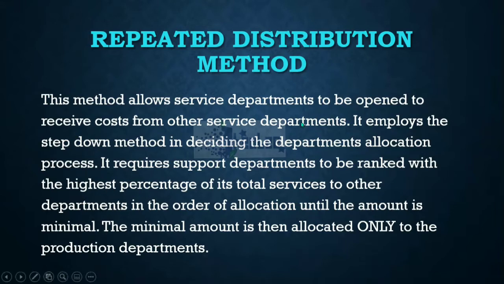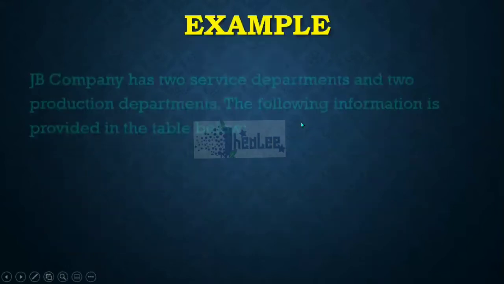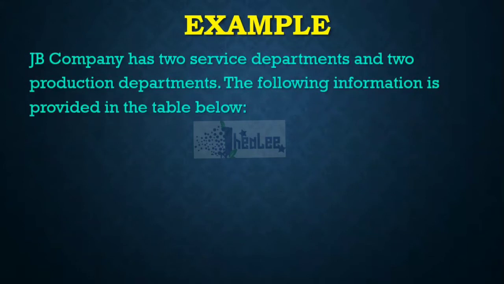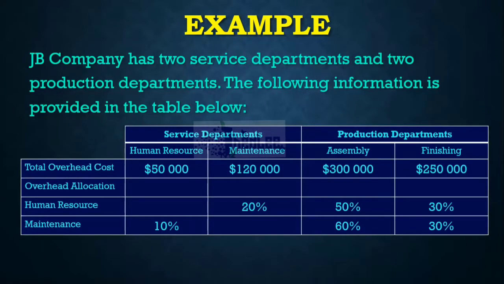Let us look at the question. JB Company has 2 service departments and 2 production departments. The following information is provided in the table below. The first thing that you'll have to do is to look at the service departments. We have 2 service departments, human resource and maintenance. You're going to look at the percentage that each is providing to each department, each service department.